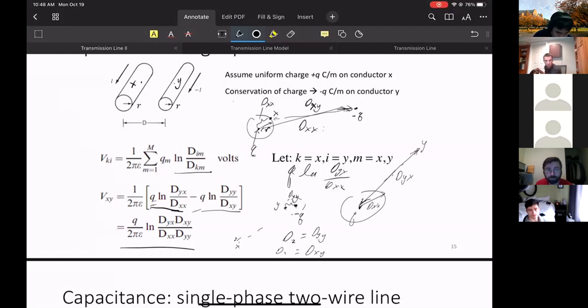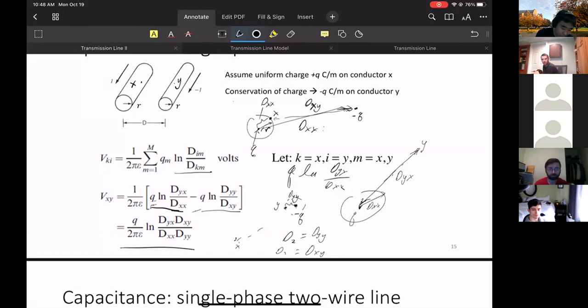So which means you calculate the voltage difference between x and y. For the first part, you consider x as the point, and it's the potential difference from x to the core and from x to y. And second, you move to the y point, and you consider y to the inside of the core and y to the x distance.